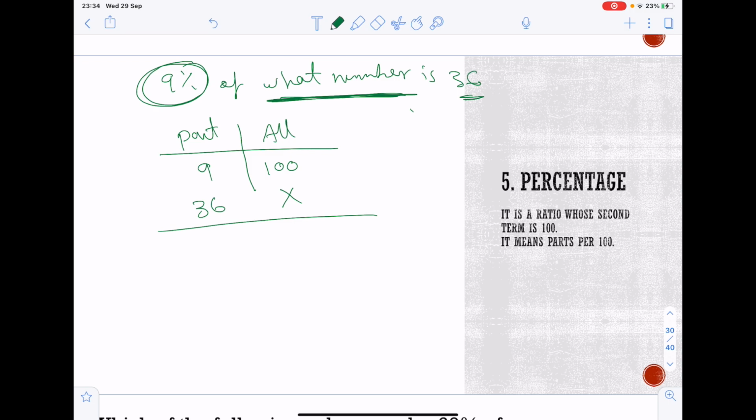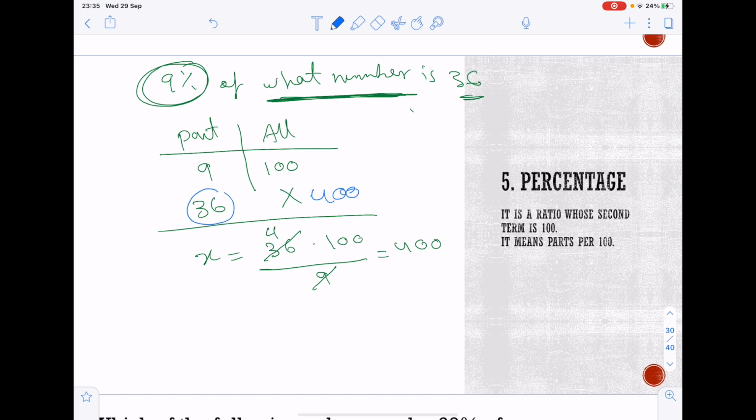And then we do the cross multiply. So my x here is 36 times 100 over 9. Of course, we will simplify 36 with 9. We will get 4, so 400. So my answer is 400. Here x is 400. So 36 is a part of 400, same as 9 is a part of 100. Okay. Let's take another example.